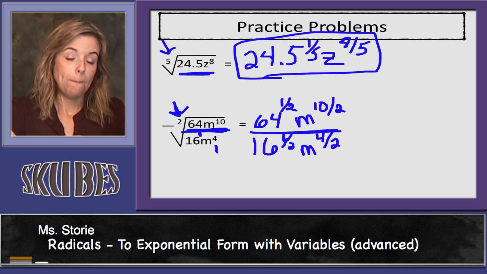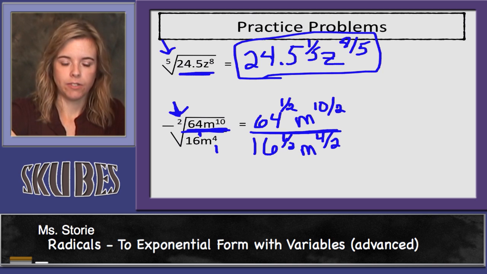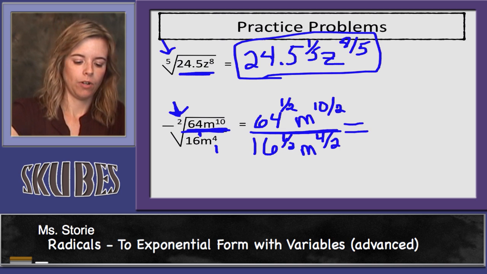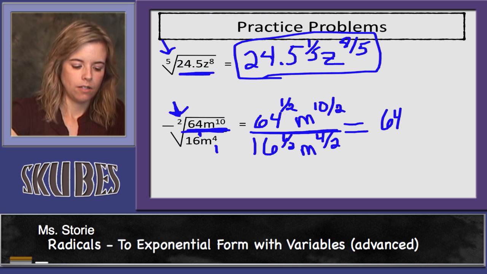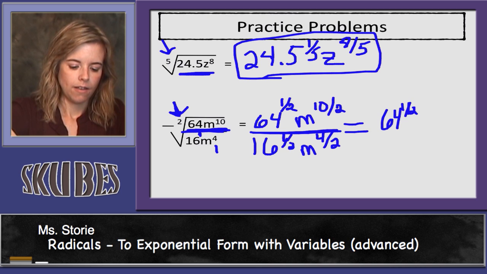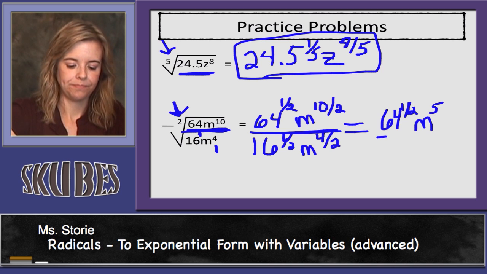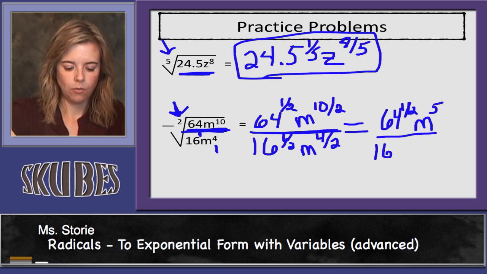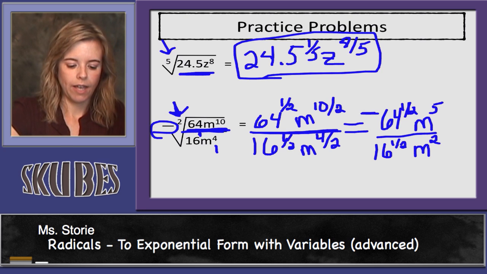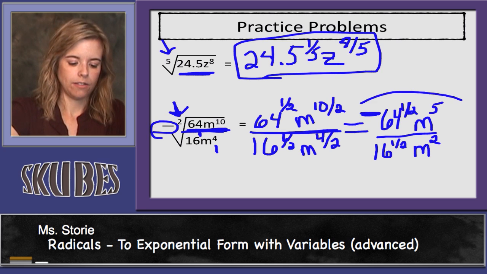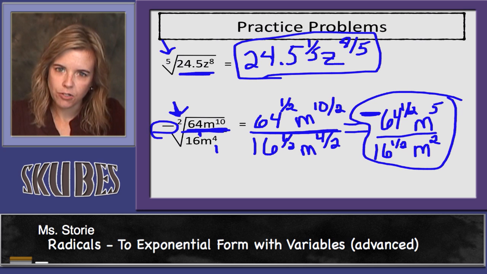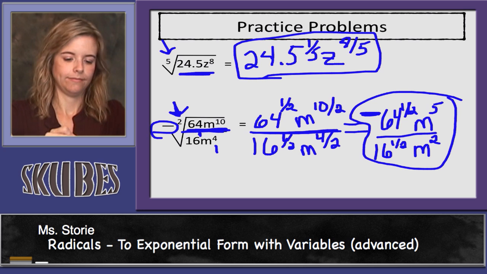All right. We've got 2 that we can reduce. The m's, m to the 10 over 2 and m to the 4 over 2, those can be reduced. And we're going to end up with 64 to the 1/2, and then we've got m, 10 divided by 2 is 5, all over 16 to the 1/2, that's already reduced, and then m, 4 divided by 2 is 2. And one more thing, we've got this negative sign out here, so we have to have it in our answer as well. This right here would be our exponential version of that radical sign.